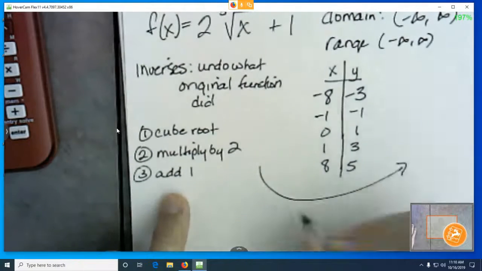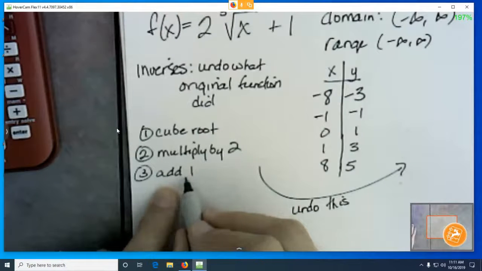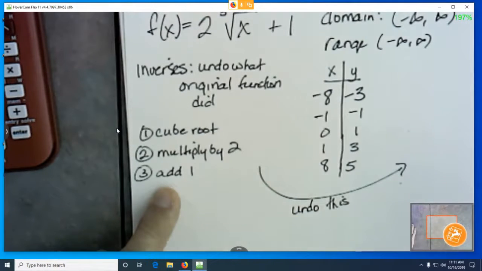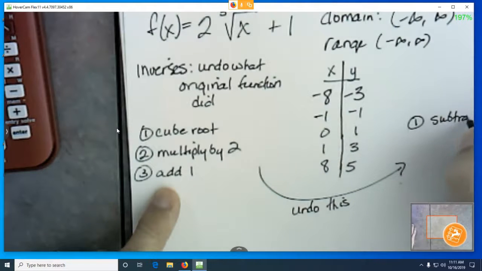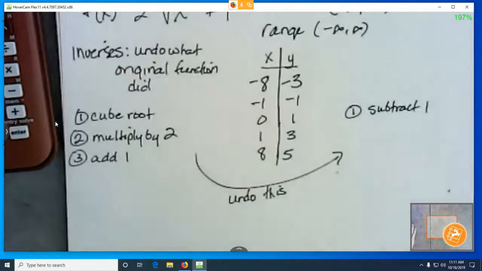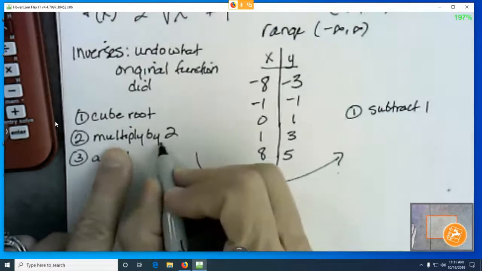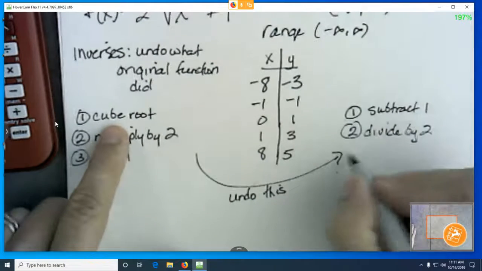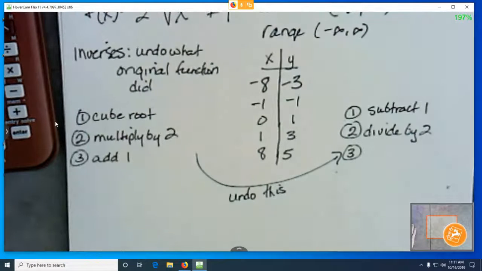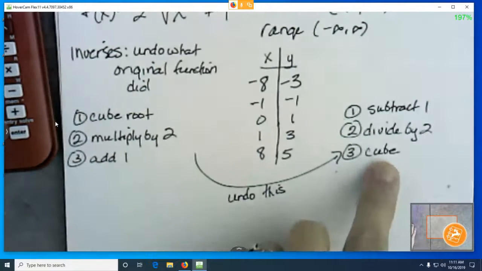To undo this, we're going to start with this last one, and we want to undo that. To do the reverse of this, instead of adding 1, we want to subtract 1. If we've got any kind of mathematical operation, we're going to use the opposite operation. If it's addition, then the opposite is subtraction. If it's multiplication, then the opposite is division. So then we're going to undo this one. To do that, we're going to divide by 2. And then last, how would we undo a cube root? What would make that cancel out? Yeah, if we cube it. Instead of doing a cube root, we're going to cube.